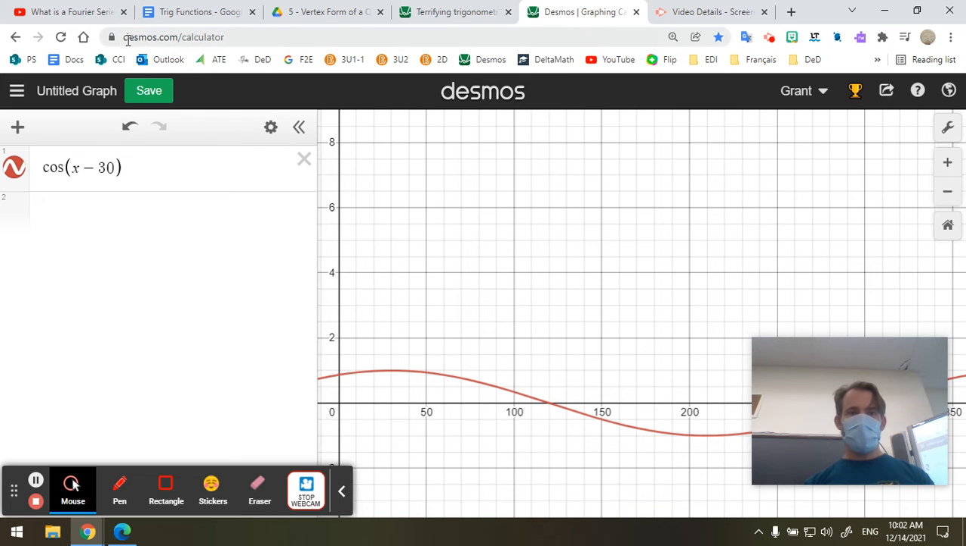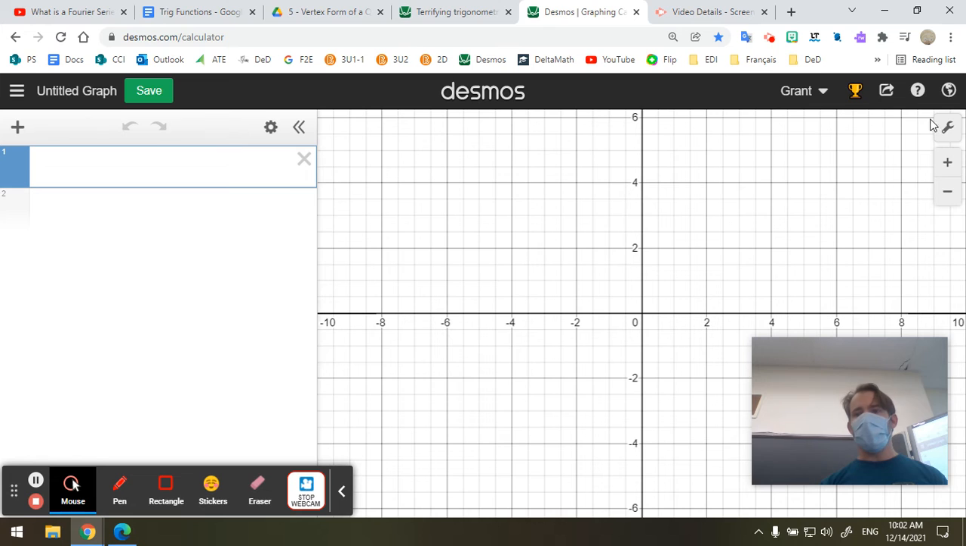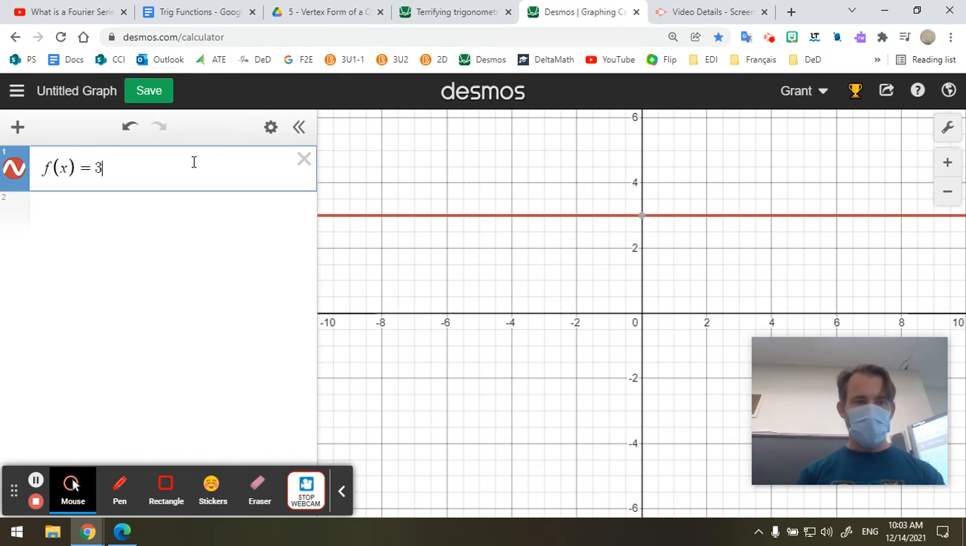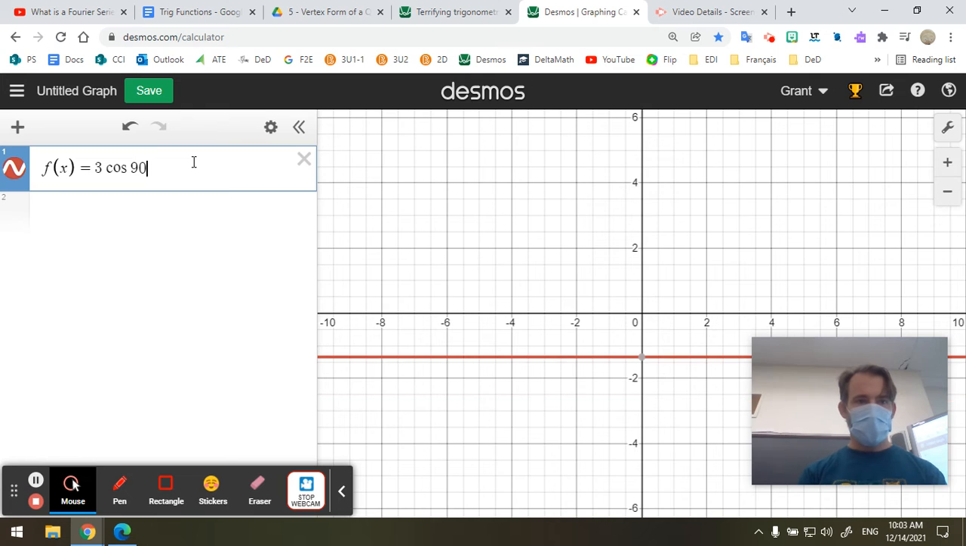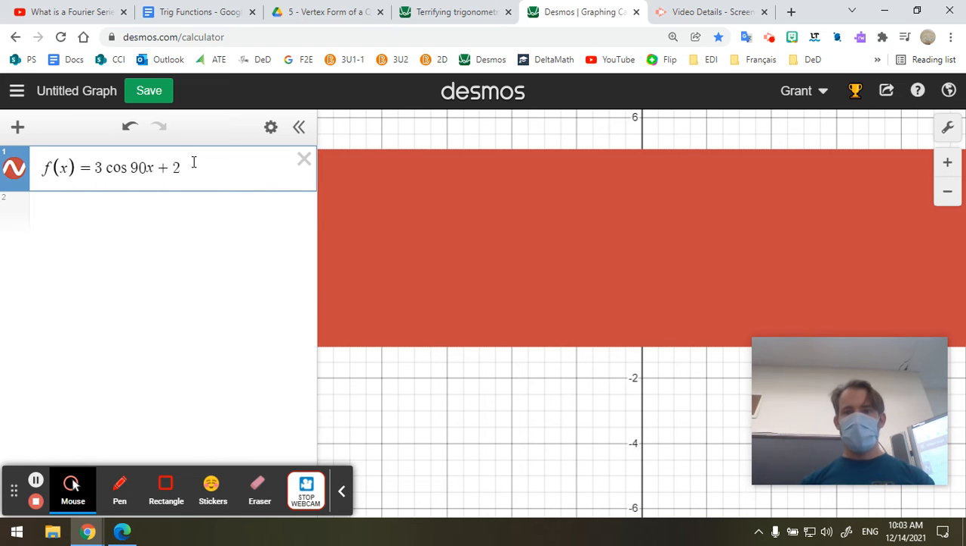So here, I'm just going to get a fresh Desmos here. Reload. I know I want to see numbers like this, so that's fine. And I'm going to have f of x is equal to 3 multiplied by cosine 90x plus 2.